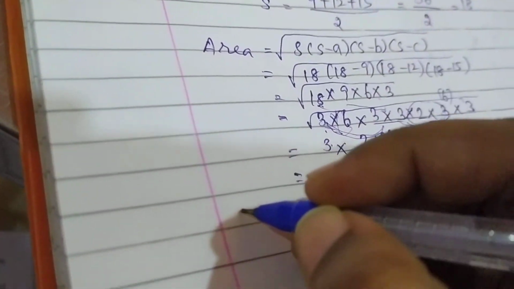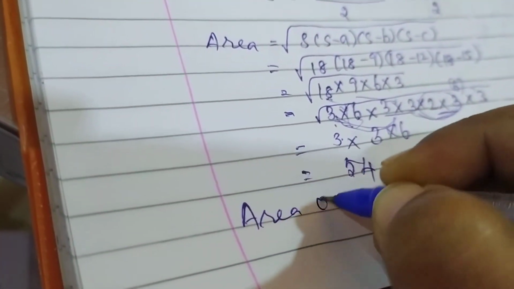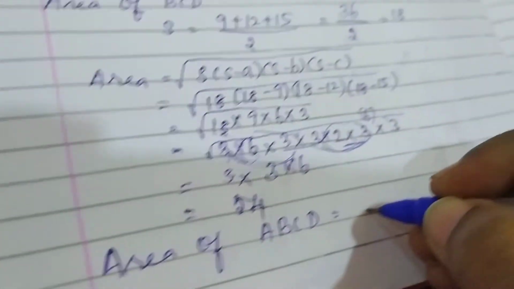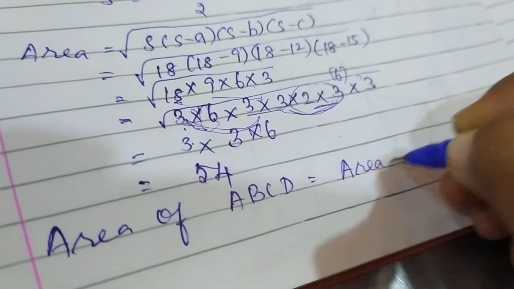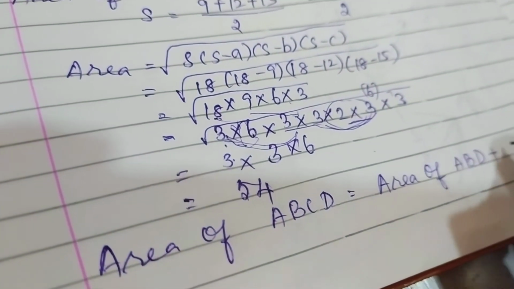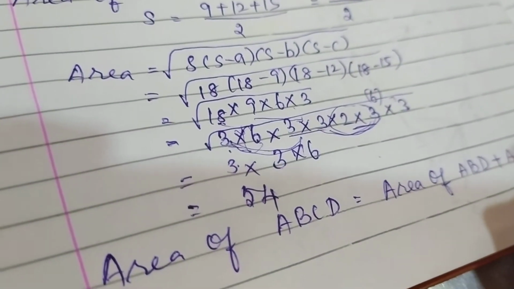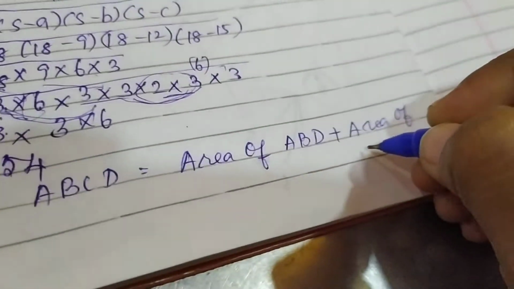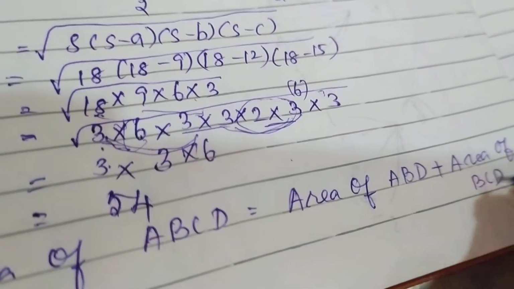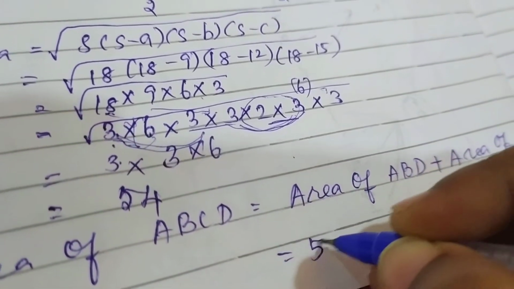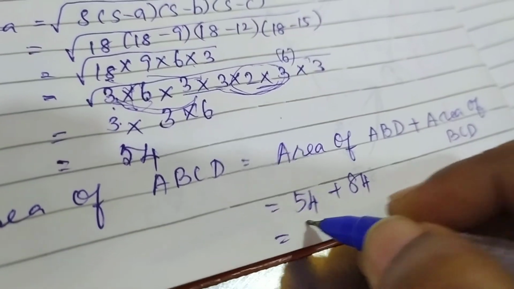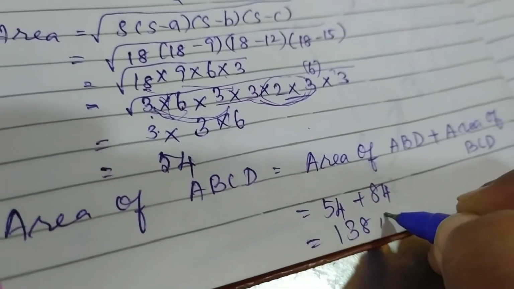So area of ABCD is equal to area of ABD plus area of BCD. So 54 plus 84 is equal to 138.